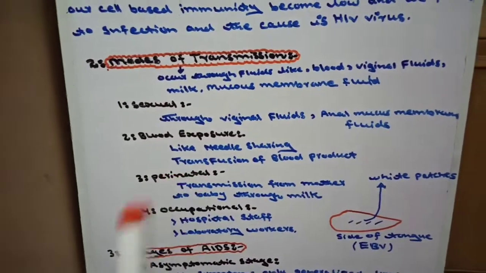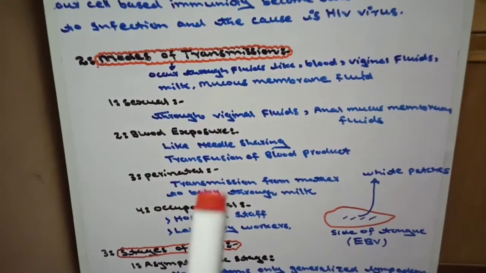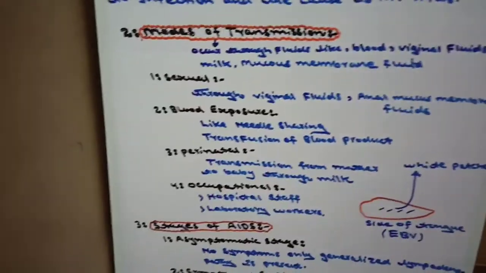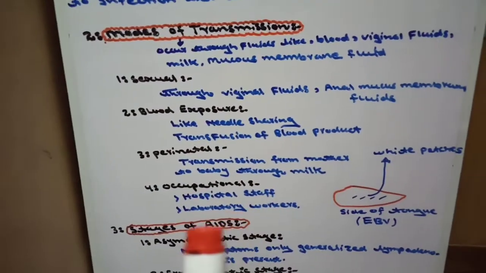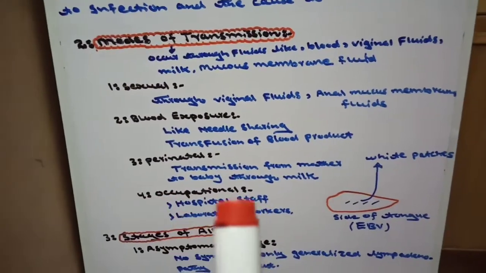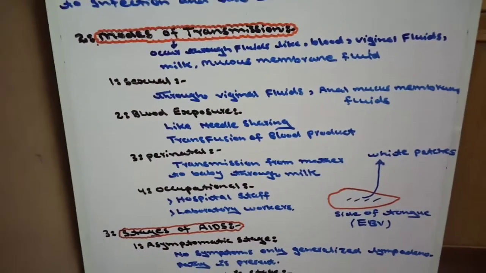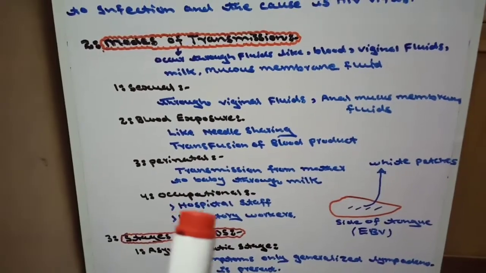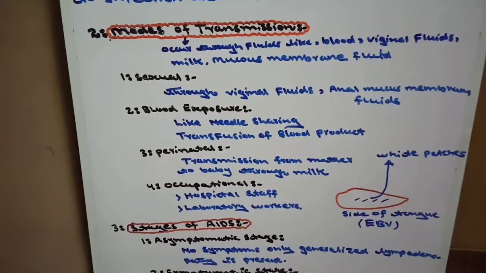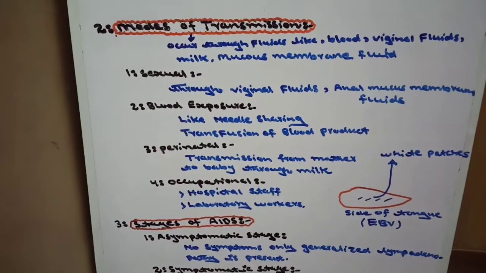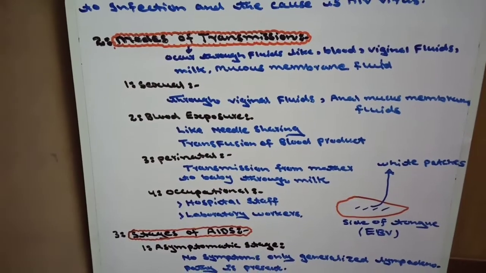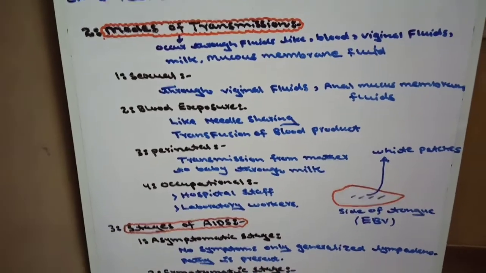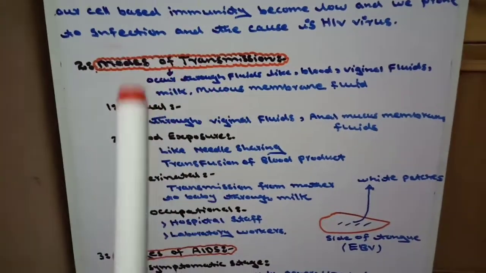The third is the perinatal, transmission from mother to baby through milk. The fourth is occupational, like through hospital staff, through laboratory worker, because in hospital staff, from doctor to patient, from patient to doctor, and in laboratory worker because they also in direct contact with fluids like blood sample. These are the modes of transmission.